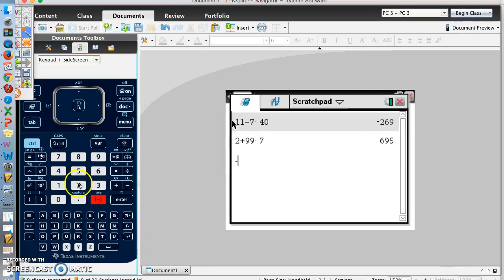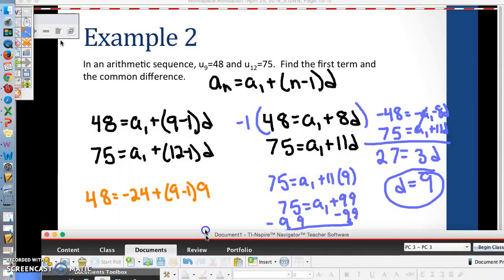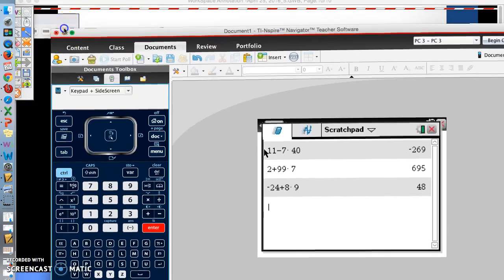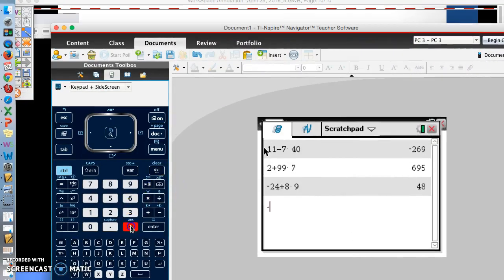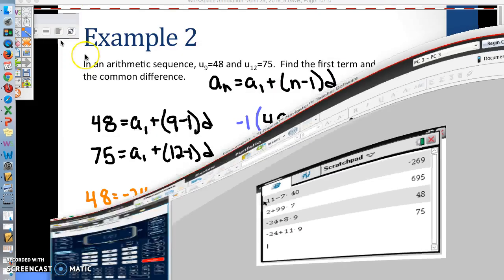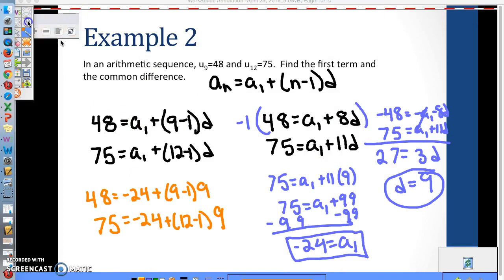So does negative 24 plus 8 times 9? Yep, that works on that one. That gives us 48. And let's check this other one. Does 75 equal negative 24 plus 12 minus 1 times 9? So we have negative 24 plus 11 times 9 and 75, so we're good to go.